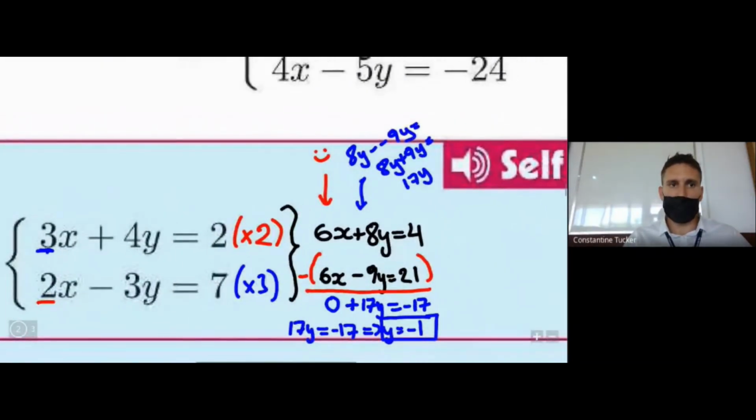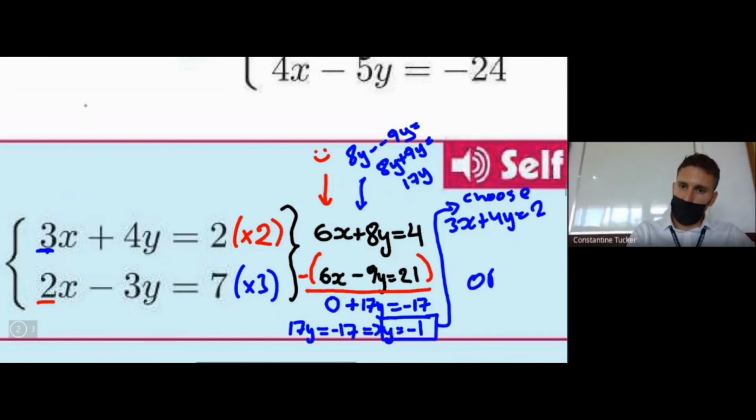Well, here it's up to you guys. You can choose either the first one, which is 3x plus 4y is 2, or the second one, 2x minus 3y is 7. It's totally up to you. It's going to give you exactly the same result. Basically, you just replace y with minus 1, and that's going to give you your x value.